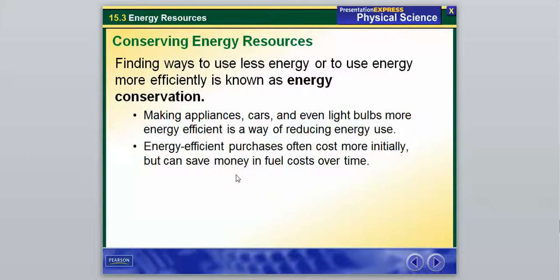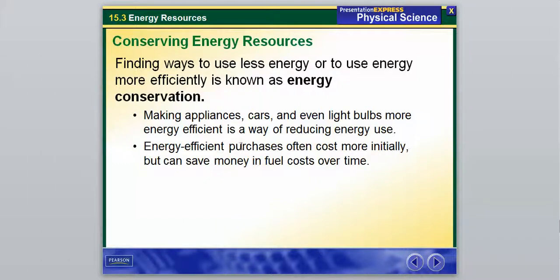So simple things as making appliances, cars, and even light bulbs more energy efficient is a way of reducing our energy use. That's a big thing going on right now. All of your light bulbs now, it's probably hard to find anything that doesn't say high efficiency, that can last much longer. It doesn't use as much energy. Those are things that are going to become requirements probably before too long.